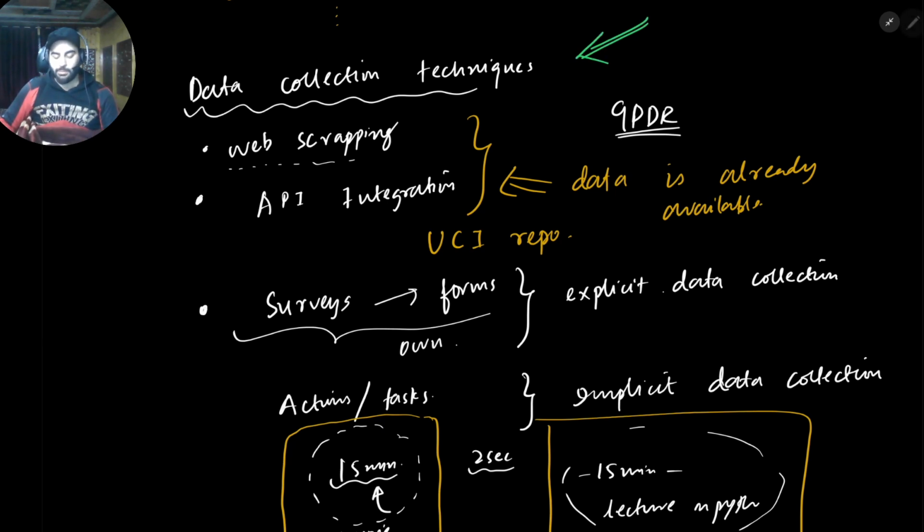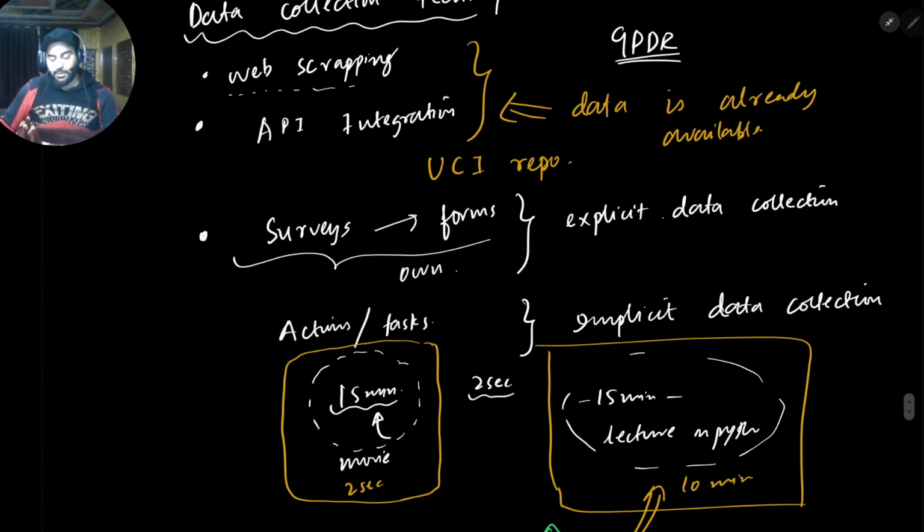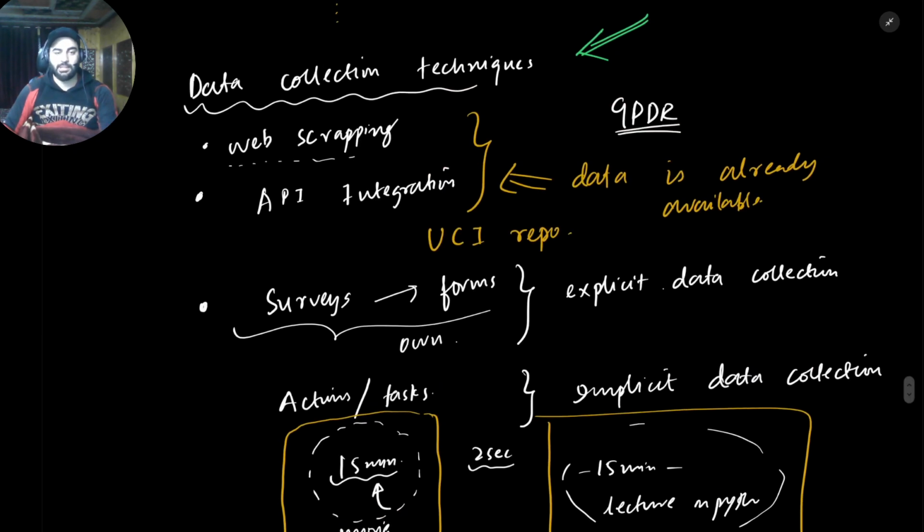I just gave you some of the examples. You can scrape the web. There are API integrations. You can have survey forms, and you can maybe take implicit data collection, explicit data collection, and things like that. Is this data collection step okay? How to collect this data? Is this sort of clear?